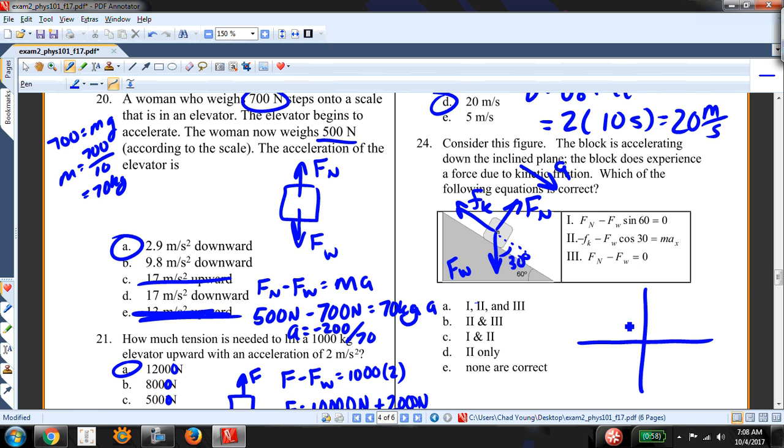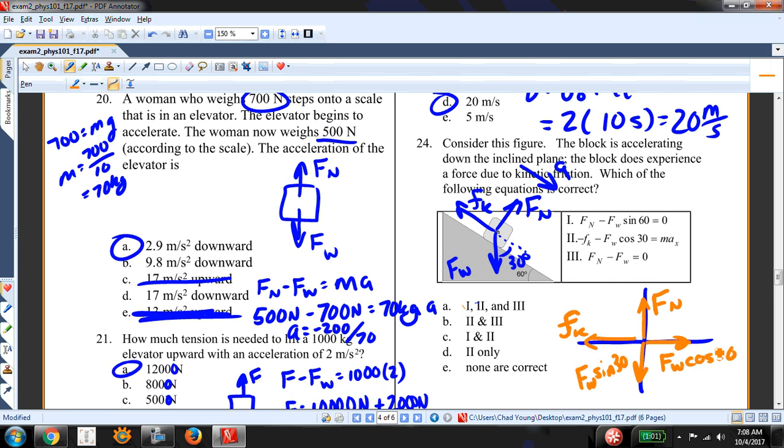I'm going to draw these now over here, and I will resolve them into their vectors. This is Fn, Fk, Fw sine of 30, Fw cosine 30.